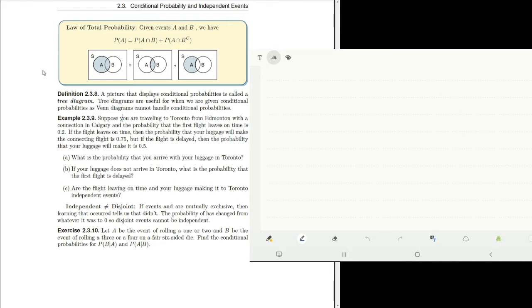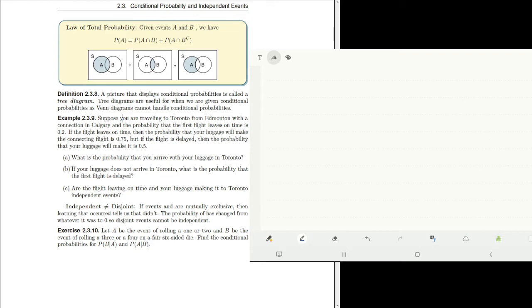Now, a picture that displays conditional probabilities is called a tree diagram, and they are useful if you are only given conditional probabilities, as Venn diagrams cannot handle conditional probabilities. Now, suppose that you're traveling to Toronto from Edmonton with a connection in Calgary. The probability that the first flight leaves on time is 0.2. If the flight leaves on time, then the probability that your luggage will make the connecting flight is 0.7. But if the flight is delayed, then the probability that your luggage will make it is 0.5. So what is the probability that you arrive with your luggage in Toronto?